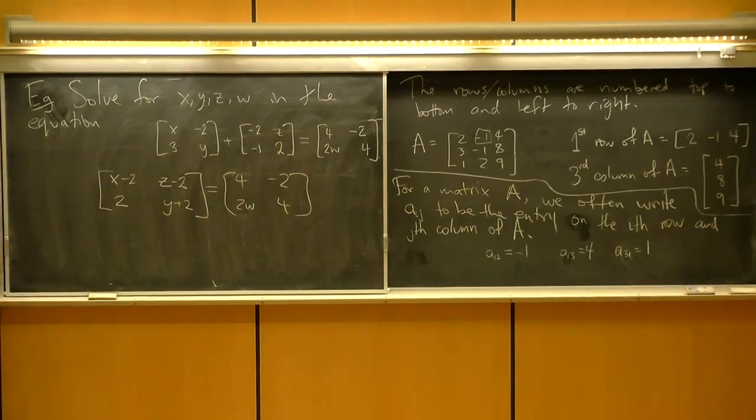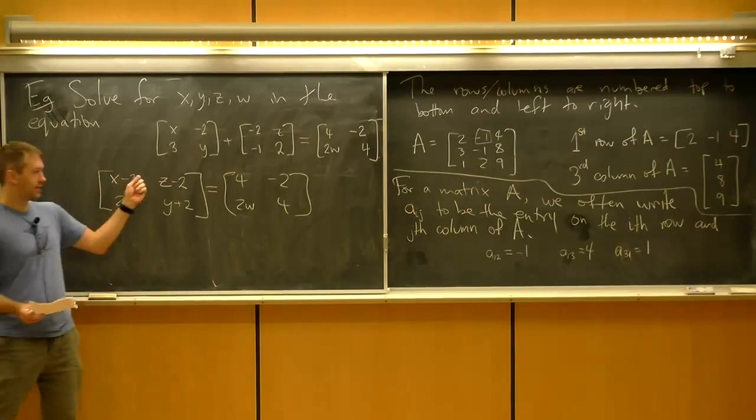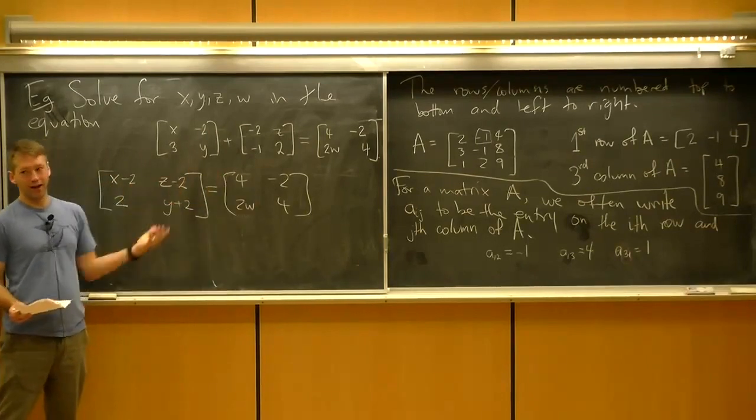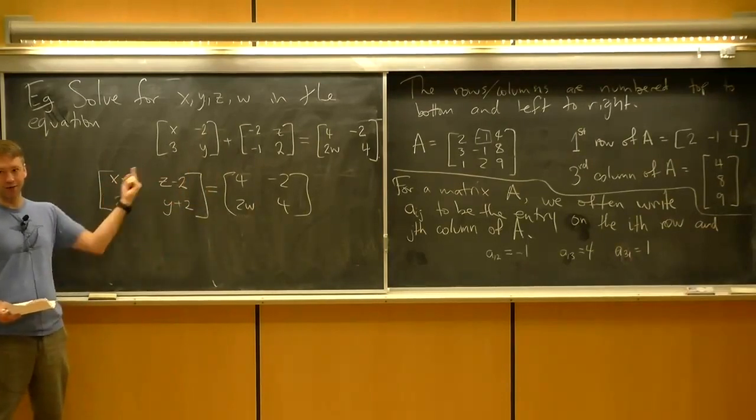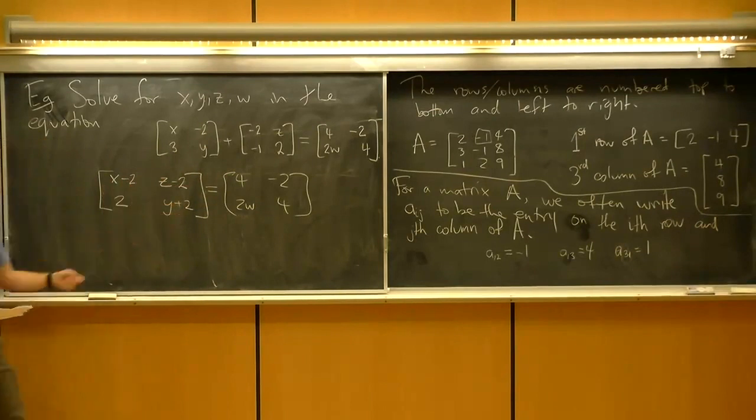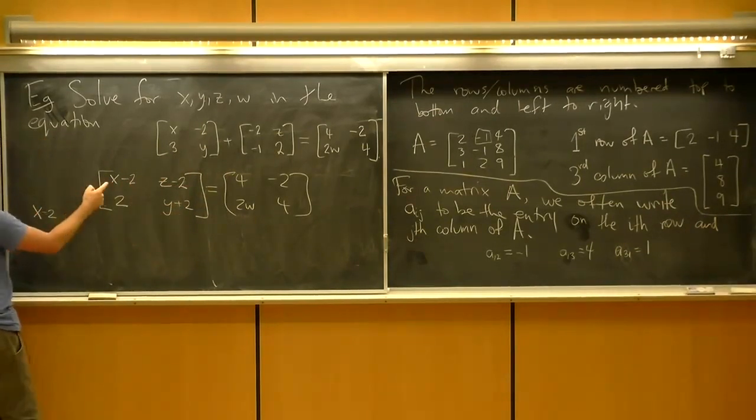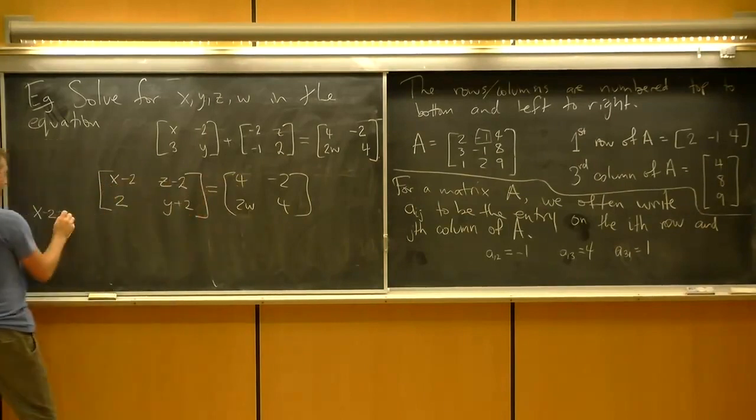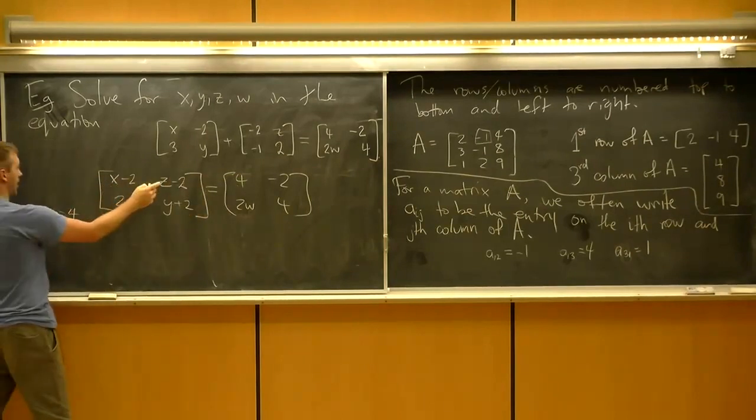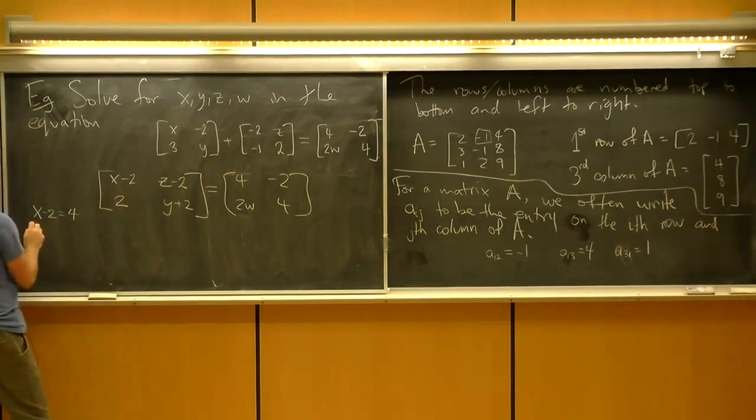And then we ask ourselves, what does it mean for this matrix to equal that one? And again, it just means every entry is equal to the corresponding entry. So we end up with x minus 2 has to equal 4. z minus 2 has to equal negative 2.